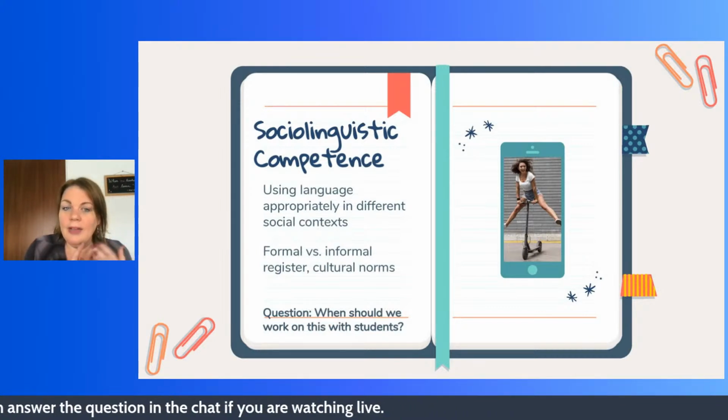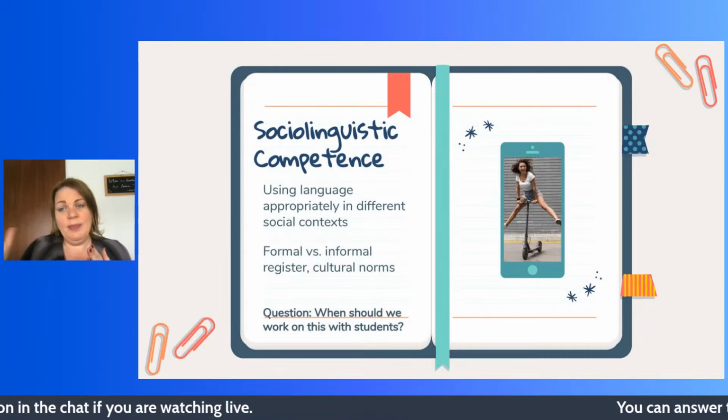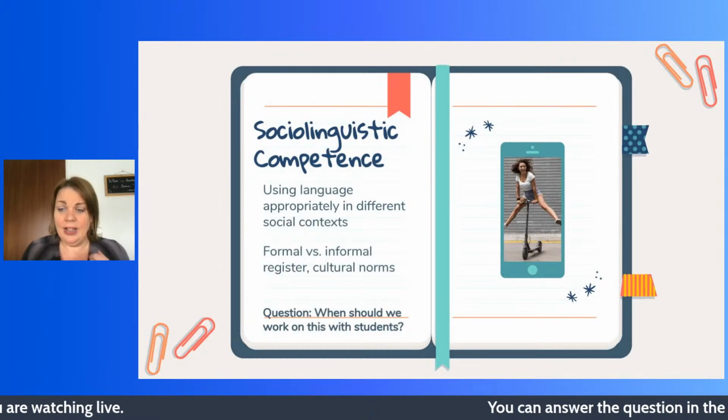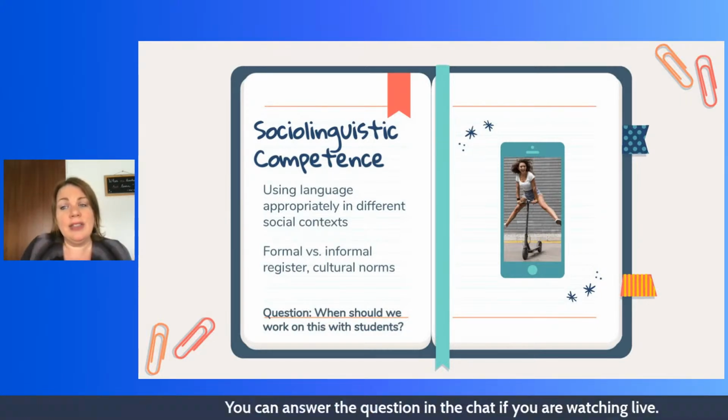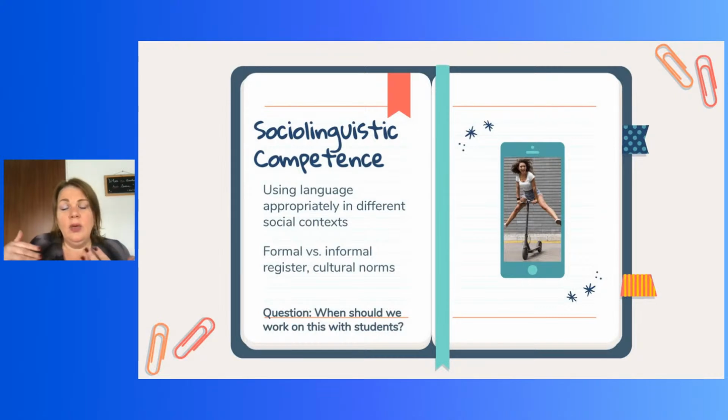Starting at A1 level? Do you think this is something that we can discuss later? Do you think this is something that we should teach every semester, every year? What do you think about sociolinguistic competence? How important is it, and at what level should it be worked with?